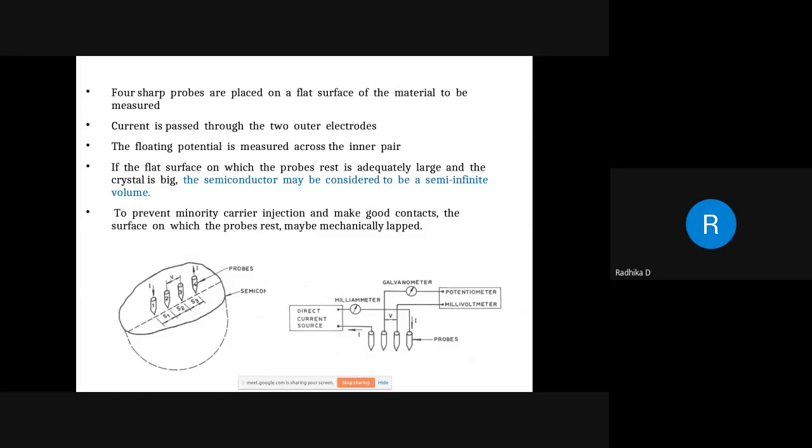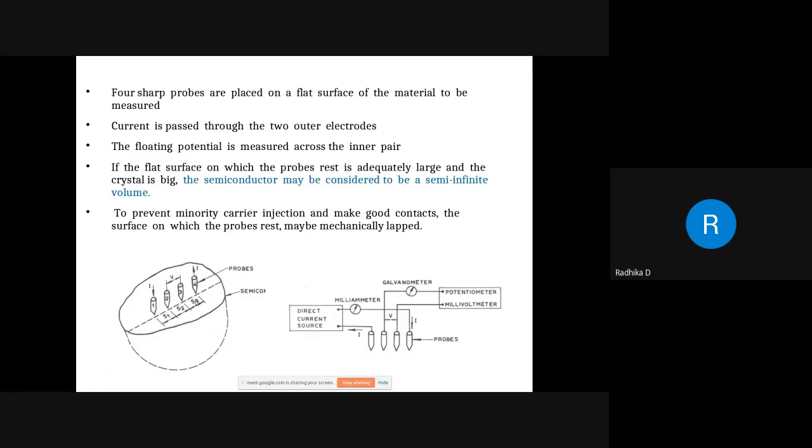There are four probes, and you have kept them on a semiconductor sample. This thing which you are seeing is your semiconductor sample. This is a kind of three-dimensional picture. So you have the four probes lying on this particular semiconductor sample which you have taken.